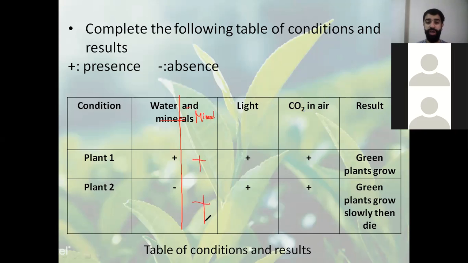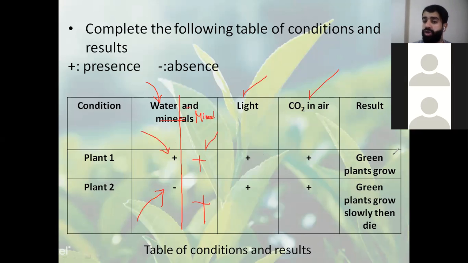Okay? So first of all, both of them contain light. Light is present in plant 1 and plant 2. CO2, carbon dioxide, is present in both plants 1 and 2. Minerals are present in both plants 1 and 2, while the variable factor, as Hassan said, is the water. It is present in plant 1, while it's absent in plant 2.